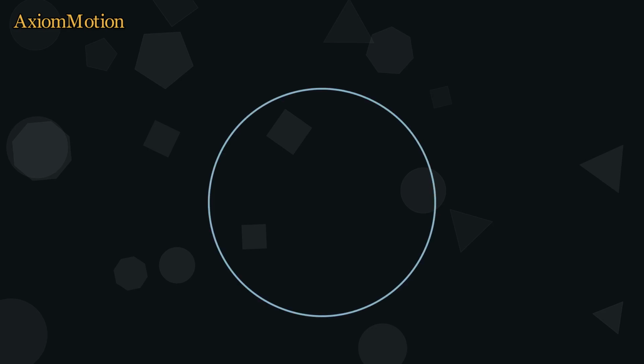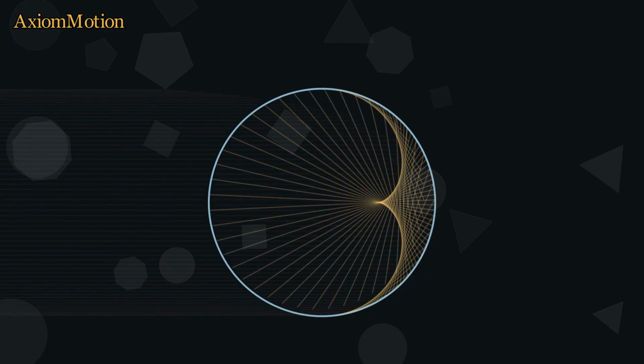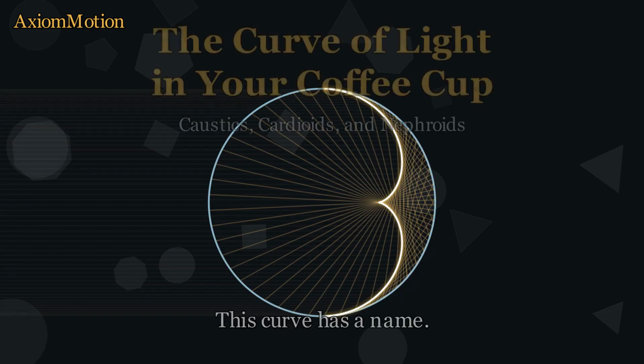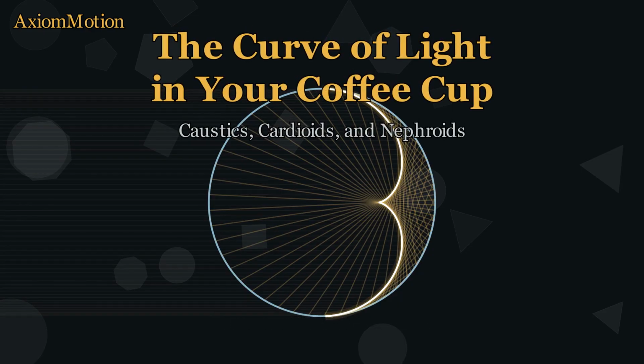You have almost certainly seen this. Light falls into a cup, bounces off the inside wall, and gathers itself into a bright curve, folded to a sharp point. It looks like an accident of the lighting. It is not. This curve has a name, an exact equation, and a history that runs through some of the finest minds in optics. Today, we are going to catch it.